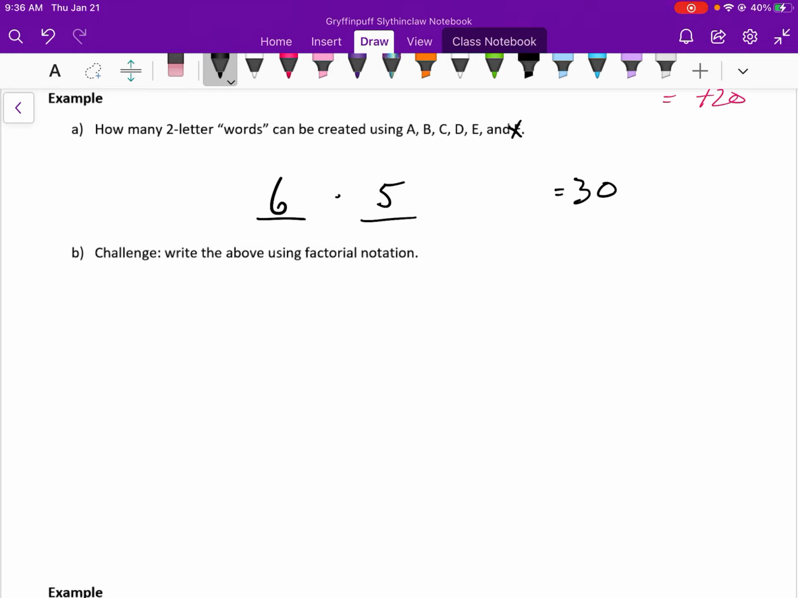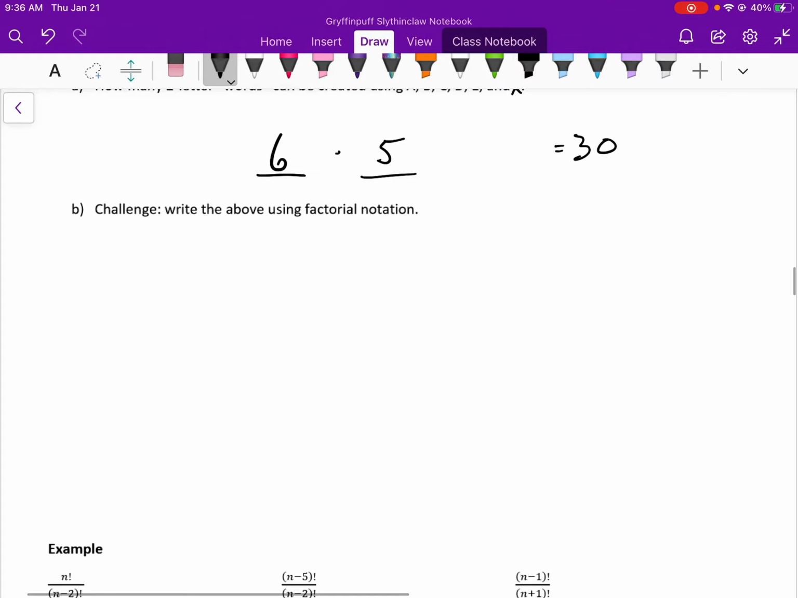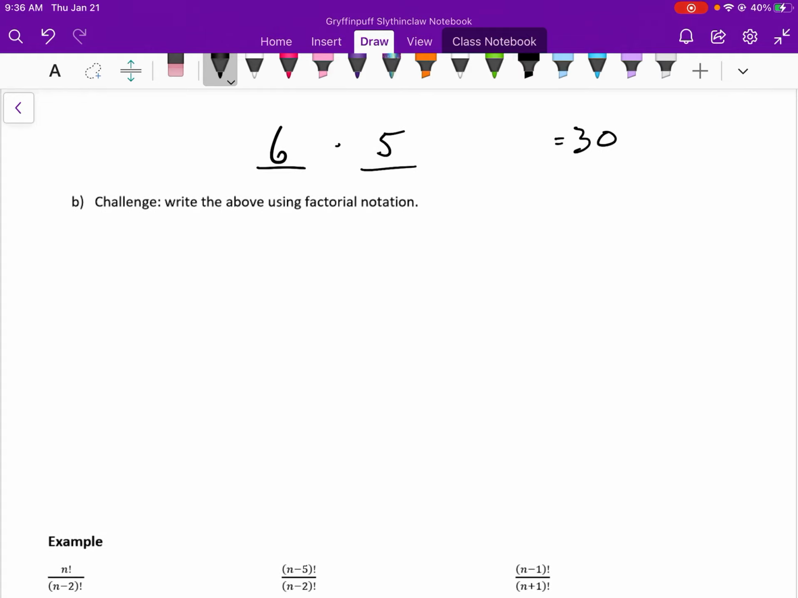The second thing implied in the question is that you cannot use the same letter twice. So we had 6 letters, and I could not choose A and A. Why? It was just implied in the question. Perhaps it should have been explicitly stated, but regardless.